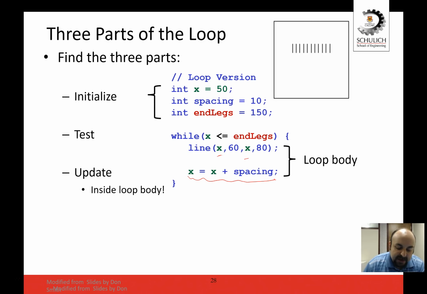What you need to pay attention to is the less than or equal sign here. If you didn't have the equal sign and you just had less than end legs, you'd end up with 10 lines. But you want 11 lines, that's why you include the equal in there. If you didn't want the equal sign, you would have to set end legs to 160 so that you would still have your 11 lines.